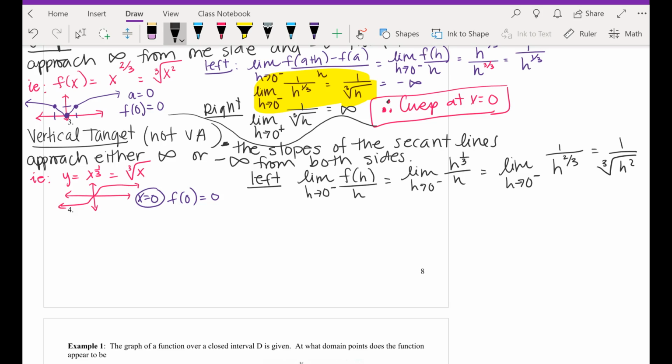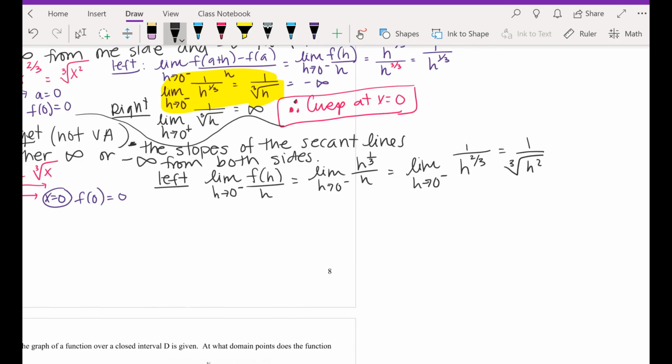As h approaches 0 from the left, like negative 0.0001, what happens when I square it? It's always positive. And then the third root of that tiny number, it's still positive. 1 divided by a tiny, positive number is really big. Let's call it what? Infinity. So this is infinity. So left hand is infinity. Right hand, I'm going to jump all the way to this work right here. Is that okay with you guys?